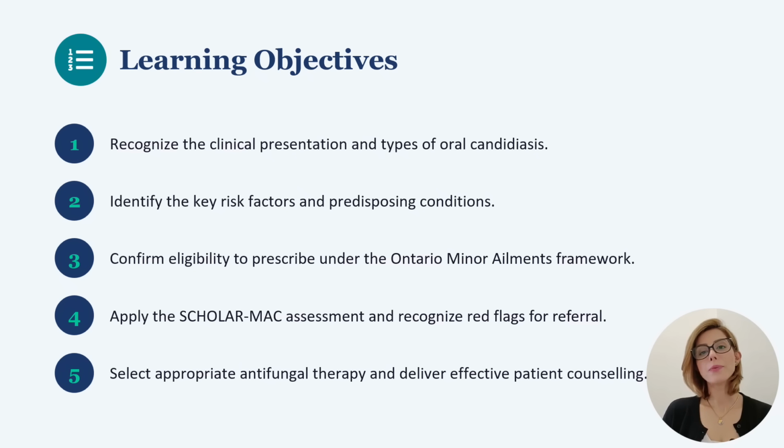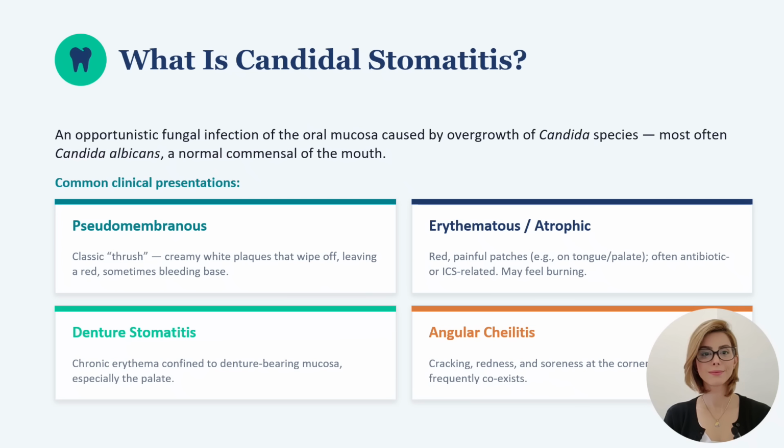Here's our roadmap for today. By the end of this video, you'll be able to recognize the different ways oral thrush shows up, pinpoint the risk factors that set it off, and confirm when it falls within your minor ailment scope. We'll also work through a structured SCHOLAR-MAC assessment and the red flags that mean refer, and finally choose the right antifungal and counsel your patient with confidence. Sound good? Let's start with the basics.